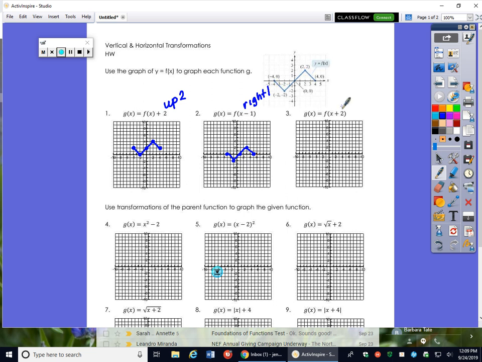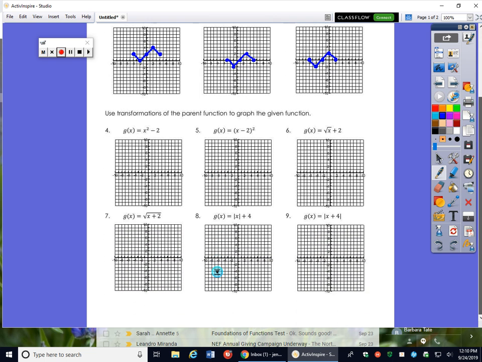In number 3, again, it's the inside of the function. This time it's going to go left 2. Remember, it's the opposite inside the function. So we're going to take all of those points and go left. So -4, 0 will go to -6, 0. -2, 2 will go to -4, 2. 0, 0 will go to -2, 0. 2, 2 is going to go to 0, 2. And 4, 0 is going to go to 2, 0. Going left 2 units. And that should be that one.